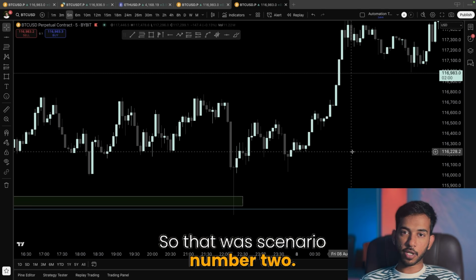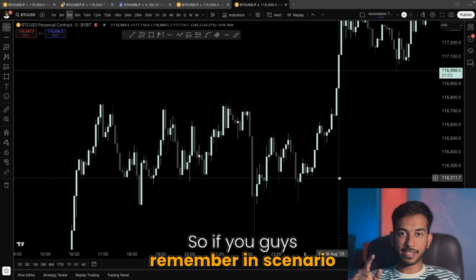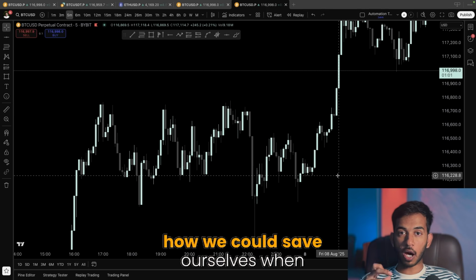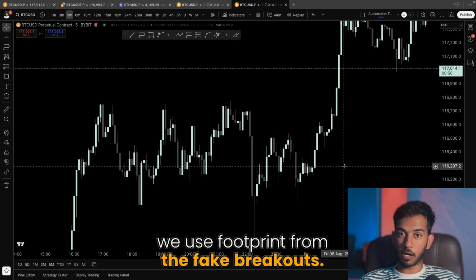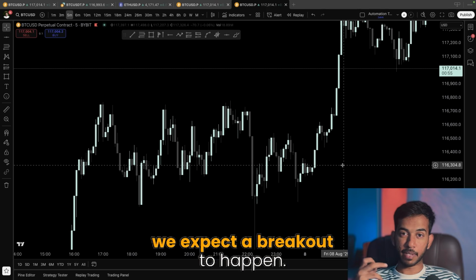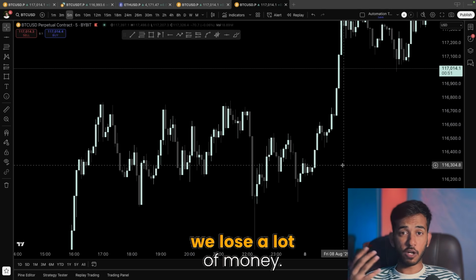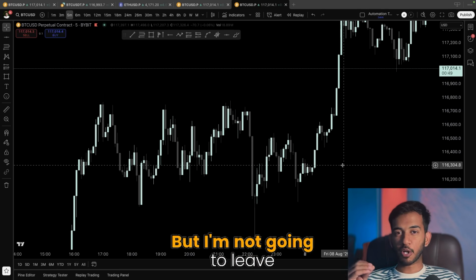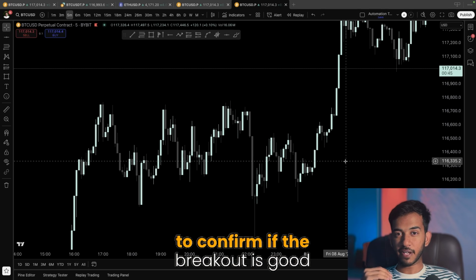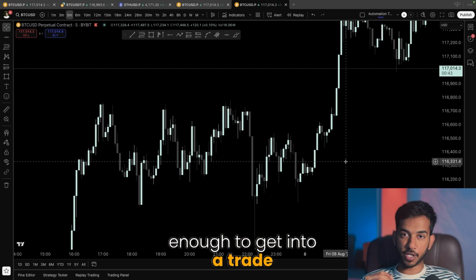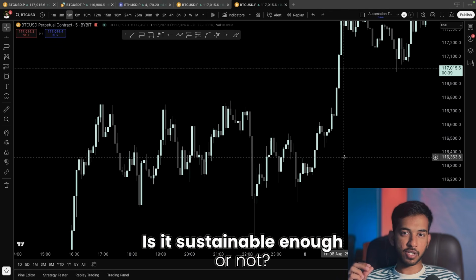So that was scenario number 2. Let's move to scenario number 3 as well. If you remember, in scenario number 1, we were talking about how we could save ourselves from the fake breakouts when you use footprint. Most of the time we expect a breakout to happen, we get into a trade, and then we just get stopped out and we lose a lot of money, right? But I'm not going to leave you guys hanging. I'll also teach you how to confirm if the breakout is good enough to get into a trade or not, or if there is a push in a particular direction, is it sustainable enough or not.